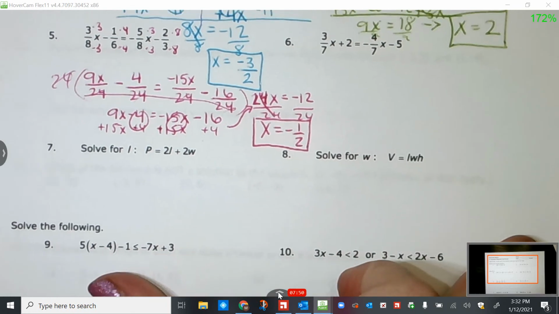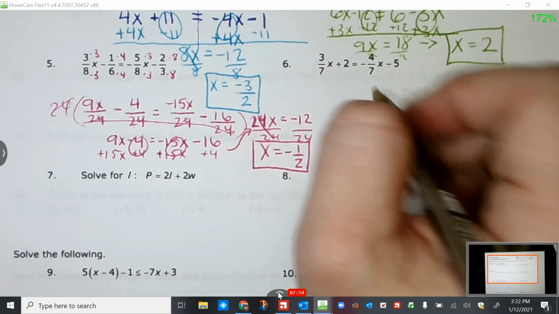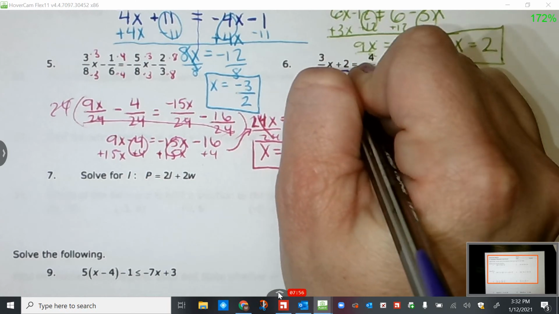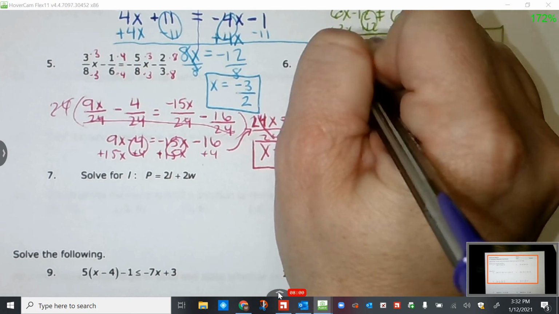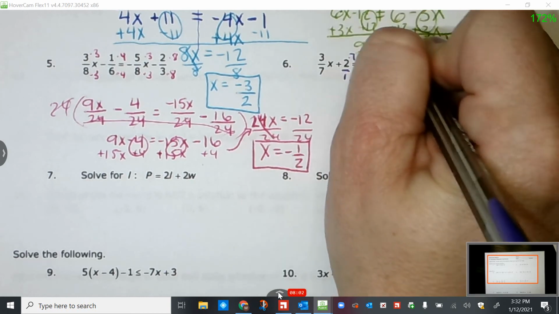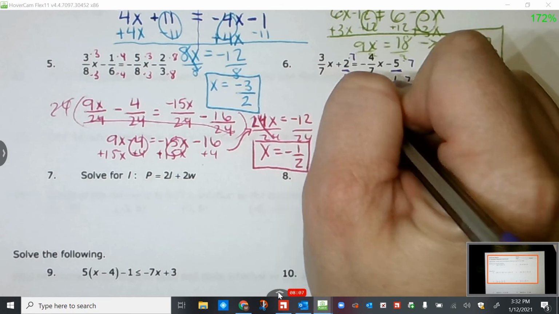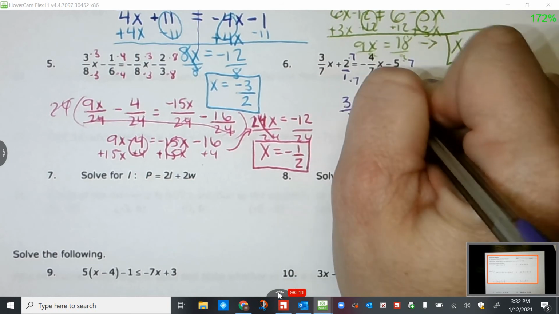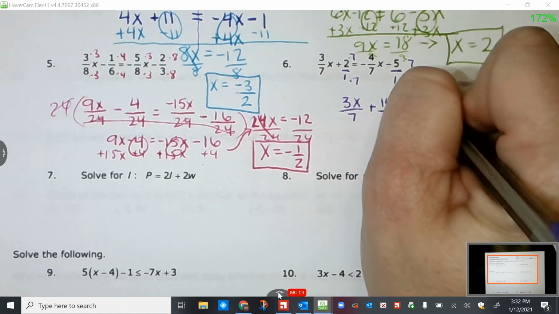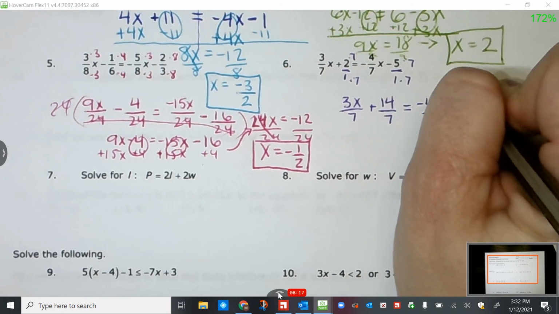Okay, looking at this one, really we can make all the denominators 7, because technically these have a denominator of 1. So times 7, times 7, times 7, times 7, and I get 3x over 7 plus 14 over 7 equals negative 4x over 7 minus 35 over 7.